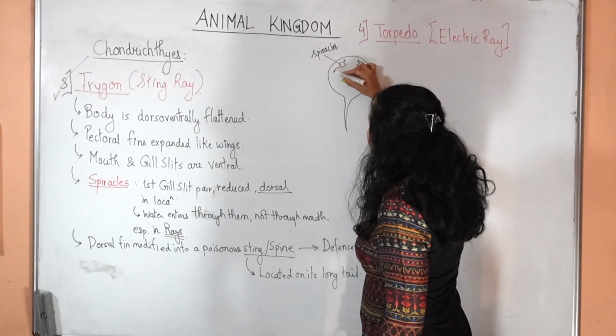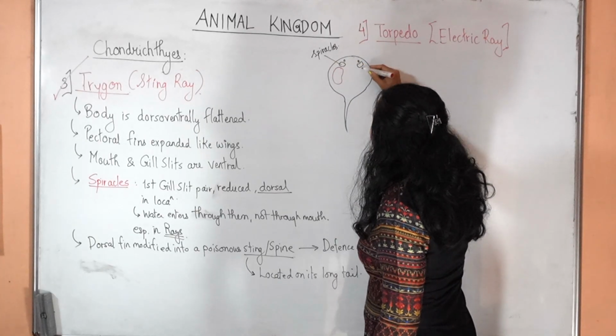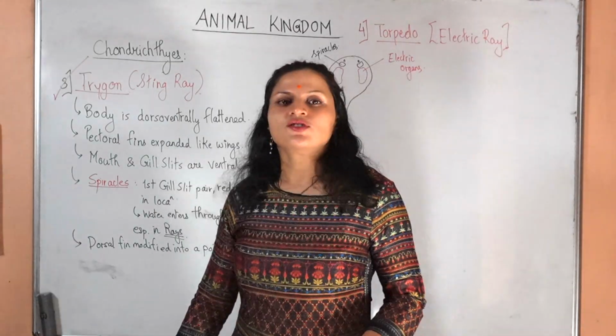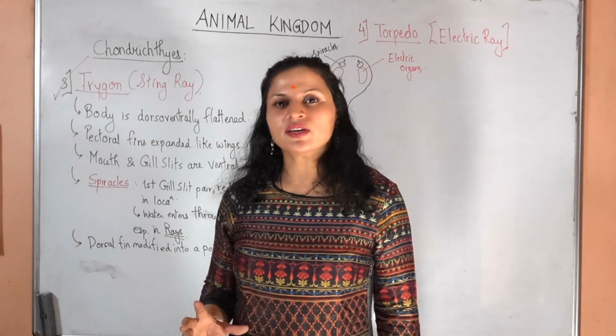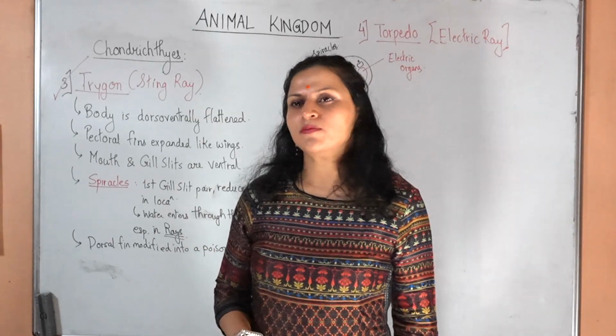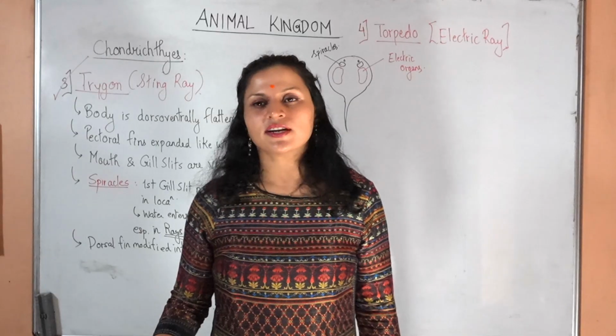In addition, they are going to have these kind of electric organs. Electric organs are modified muscle cells which provide electricity, so they are able to give an electric shock to their potential victims, the prey, okay, and the prey will become unconscious after getting that electric shock.